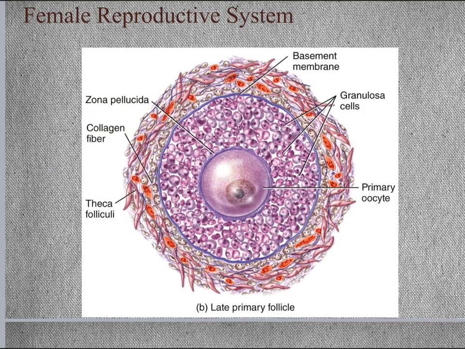Let's take a closer look at a late primary follicle. We can see the primary oocyte. We have our formation of our granulosal cells. So again, these are our protecting cells. We need to protect that ovum. Again, remember, acidity is our enemy. The vagina is acidic, so we need to protect that egg from the vagina's ability to digest it, or at least digest this egg. So those granulosal cells are going to be protective in nature. We have our basement membrane, and then as we become more superficial, we get our collagen fibers, our thecal folliculi, thecal cells, etc.